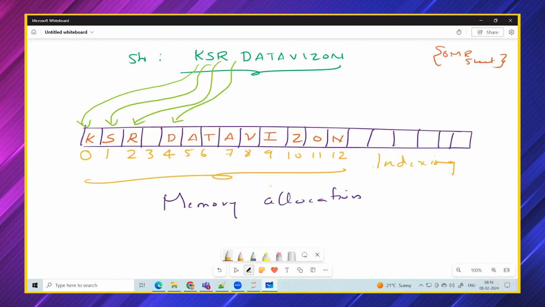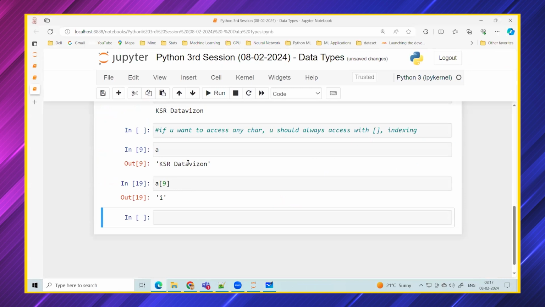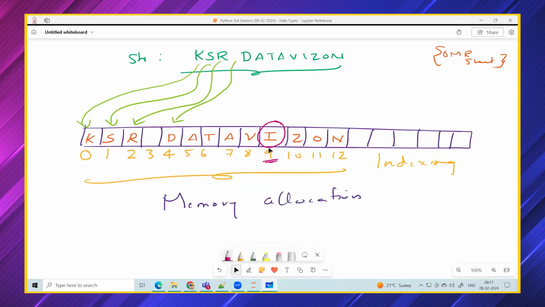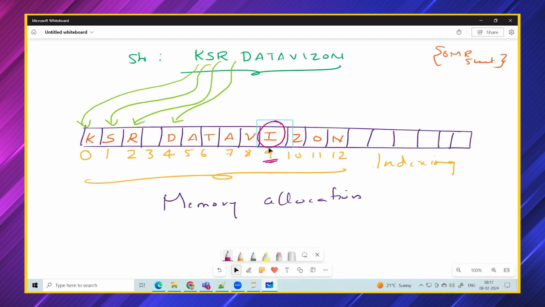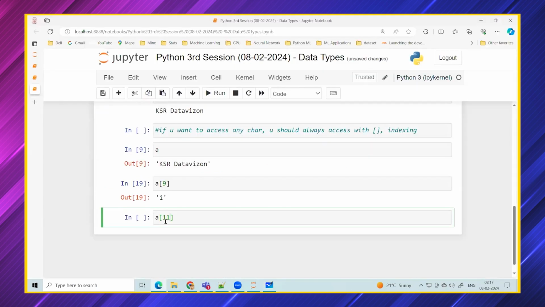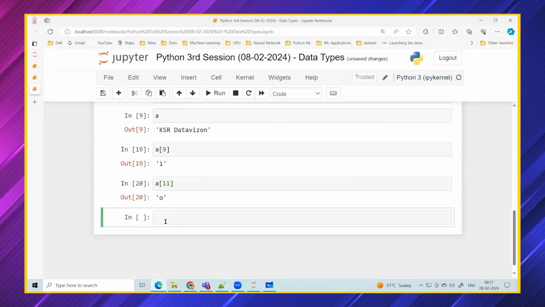So if I want to access this element now, very simple. I need to access it with 9. So if I give 9, I will be able to get I. Correct. I'm able to get I. Okay. Let's say I want to access O now. So how do you access O? It's all about accessing it with 11. I'll be able to get that.